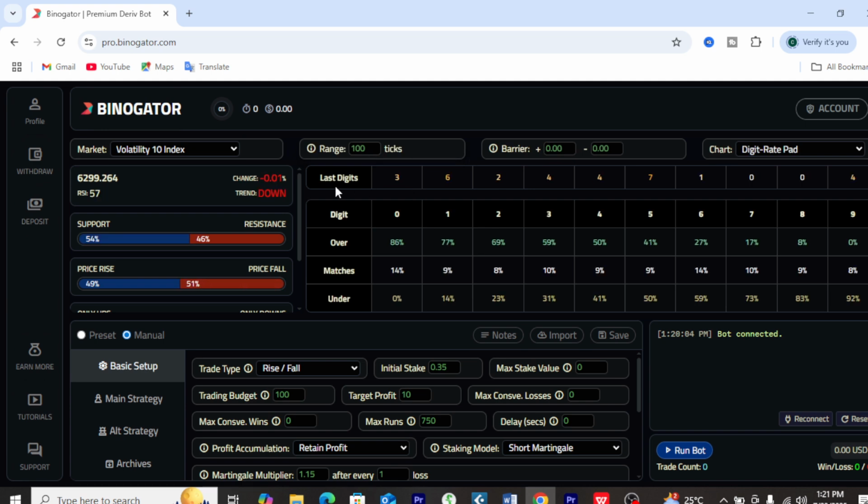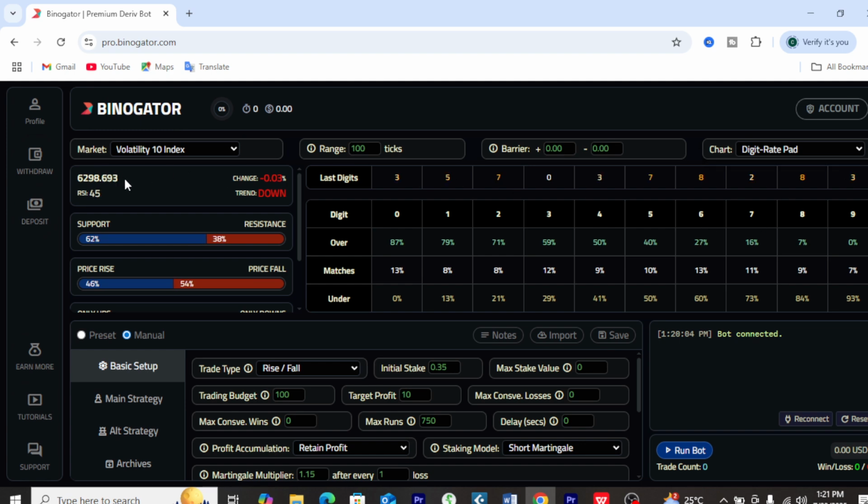Now, the last digits here, you can see that there are 10 blocks here. This last digit has to do with the 10 consecutive last digits that the market produces. So let's look at it now. 7, 0, 3, 7. Now, as I'm calling these numbers, I want you to be looking at these last digits here. So let me start again.